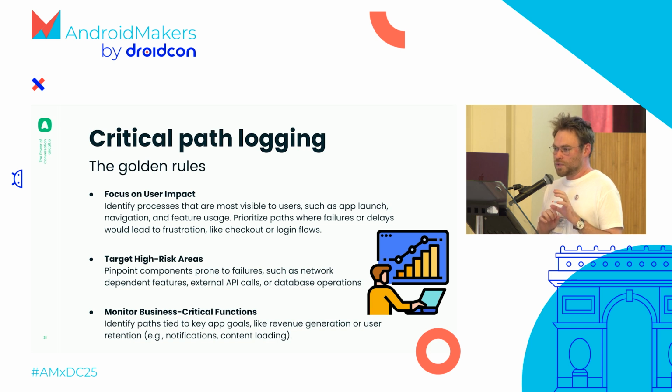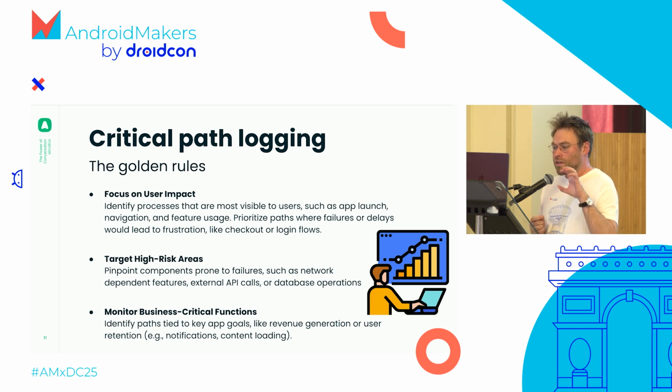So you need to focus on the user impact. Identify all the processes that are the most visible to your user, like the app launch, the navigation, all the critical usage for a feature. Prioritize all the paths where there can be some failure, delays, or at least some user frustration when they are using the app.